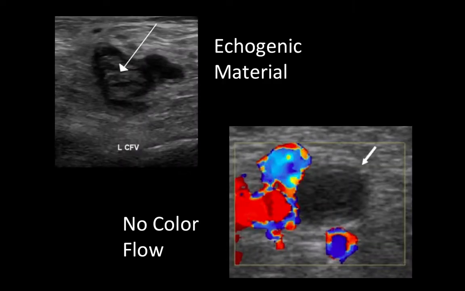Here are some other findings that you can look for in addition to apposition. You'll see sometimes, like we started with, echogenic material within the vessel lumen. You can also use your color flow and see if there is both good venous flow and arterial flow within the vessel lumens.